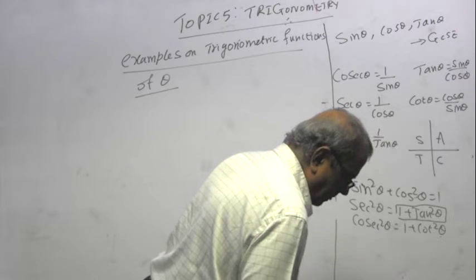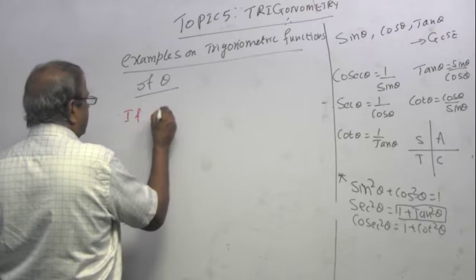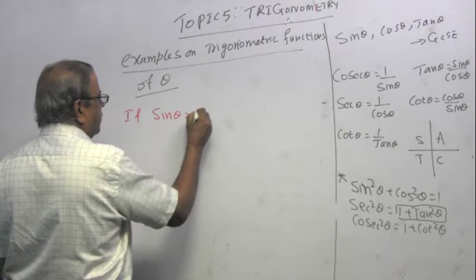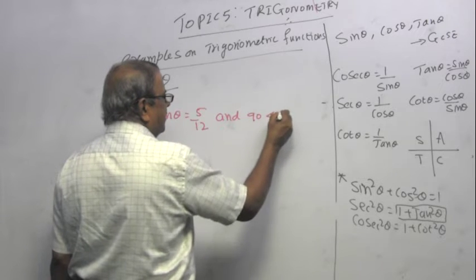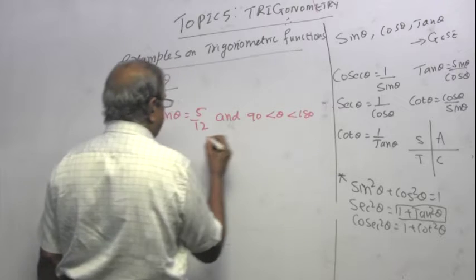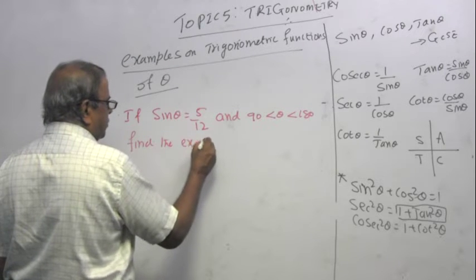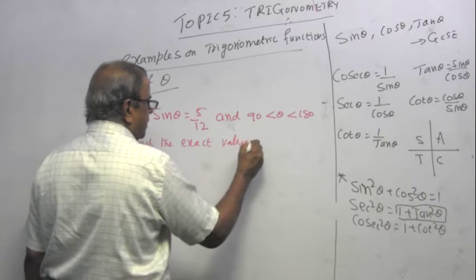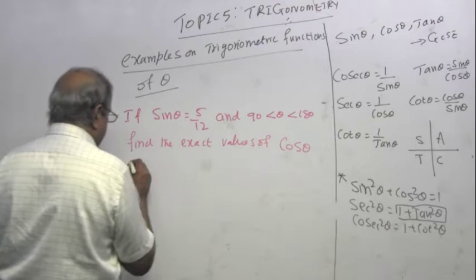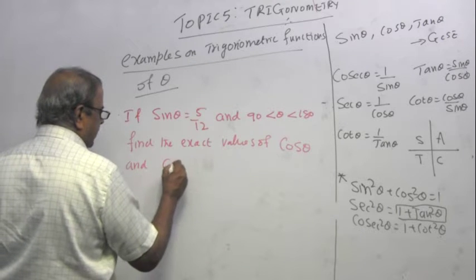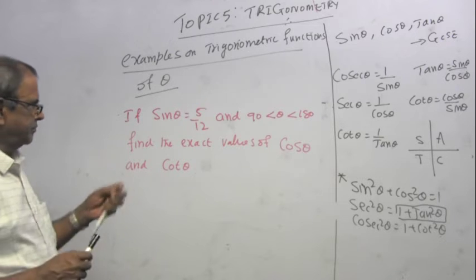So sometimes these questions come for 3 marks. If sine theta equal to 5 over 12 and 90 less than theta less than 180, find the exact values of cos theta and cot theta. Something like that. I just took some example.